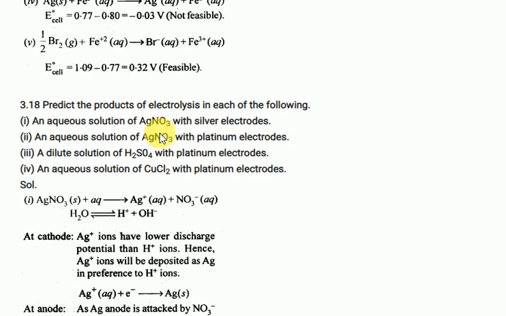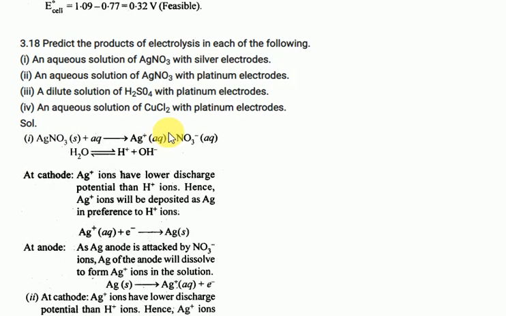Okay, so now predict the products of electrolysis. An aqueous solution of silver nitrate is electrolyzed. In the aqueous solution, silver nitrate decomposes into Ag+ ion and NO3 minus ion. Water decomposes into H+ and OH minus. Of these two, which one has the highest reduction potential value? Silver, so silver will be deposited. Ag+ ion has a lower discharging potential than H+ ion, hence Ag+ ion will be deposited. Clear? So Ag undergoes reduction.